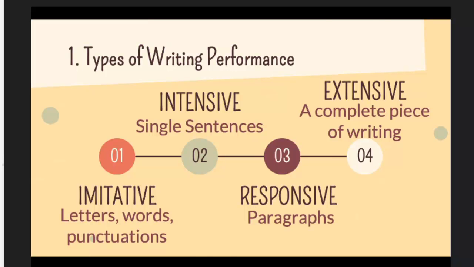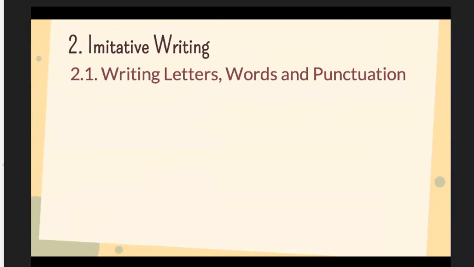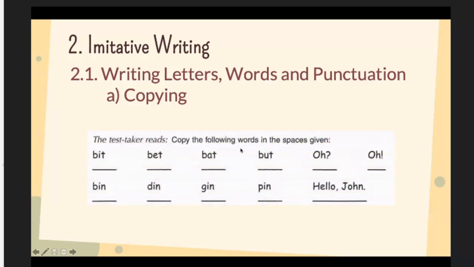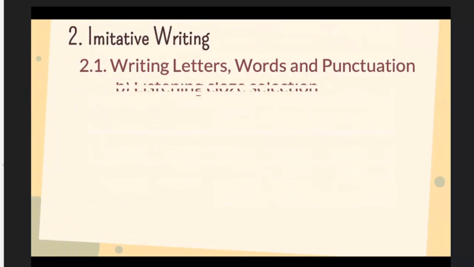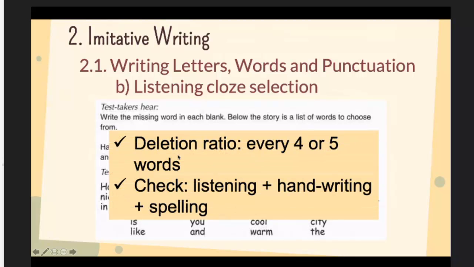Yeah. So now let's talk about techniques for imitative writing. So if you want to test letters, words, and punctuation, copying is the easiest one. Number 2, you can include some listening feature here, like you let them hear this one and they have to fill in the blank, and you can even give them the word already to make the test easier. And remember to pay attention to the deletion ratio, like Miss Quinn has reminded us, every 4 or 5 words, we put a blank there.